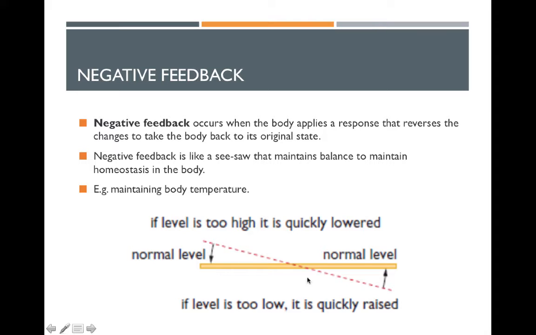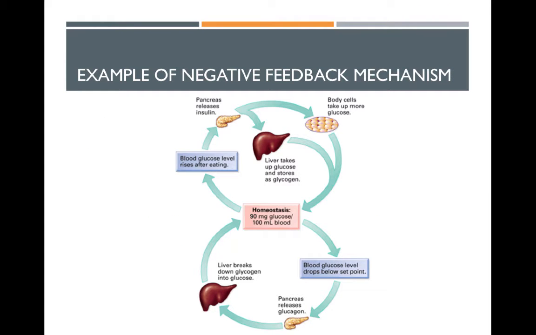So there's a normal level, the body's happy, no need to worry. If the level gets too high, the body lowers it. If the level gets too low, our body raises it. So this is an example for you guys, and you can see that it's a bit of a double loop, so it kind of looks like a figure 8 going on here. And this is the kind of negative feedback model that we want you to look at as well.